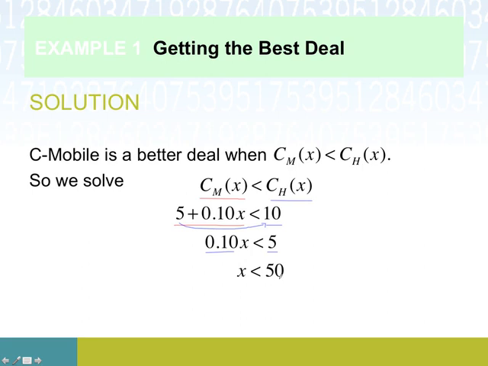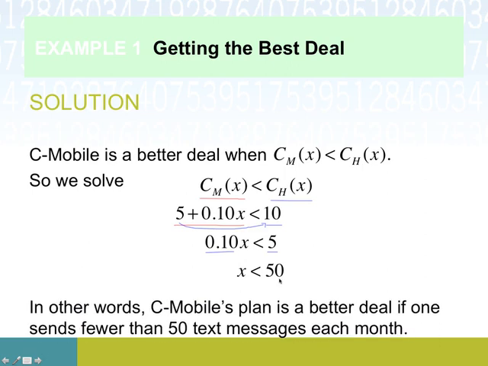That's not actually the answer to our question, though. x is less than 50 is the mathematical result here. But what we really need is something in words that describes what's going on. So x is the number of text messages we send. It's saying we should be less than 50. And remember how this started. C-Mobile is a better deal when, and then we follow this all the way through, C-Mobile is a better plan when x is less than 50. That is, if you send fewer than 50 text messages, C-Mobile is going to charge you less per month than Verizon would with their unlimited texting plan.